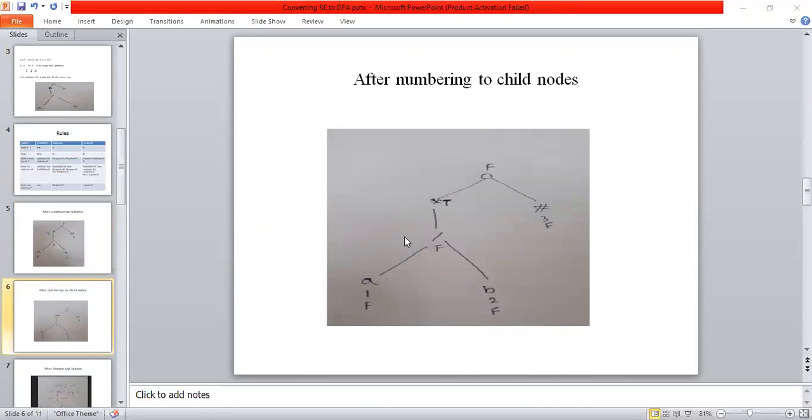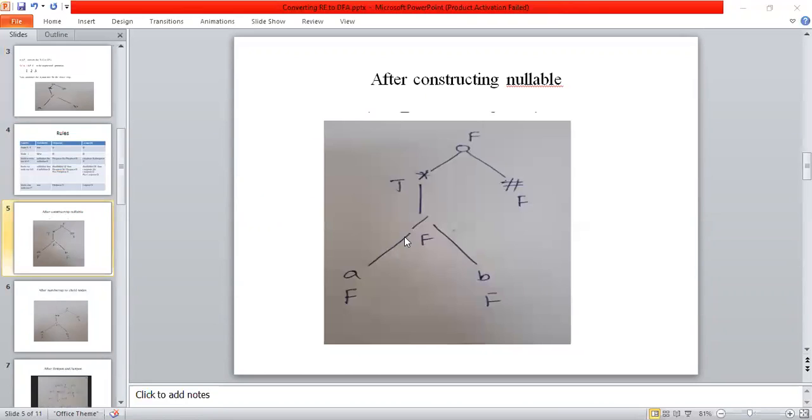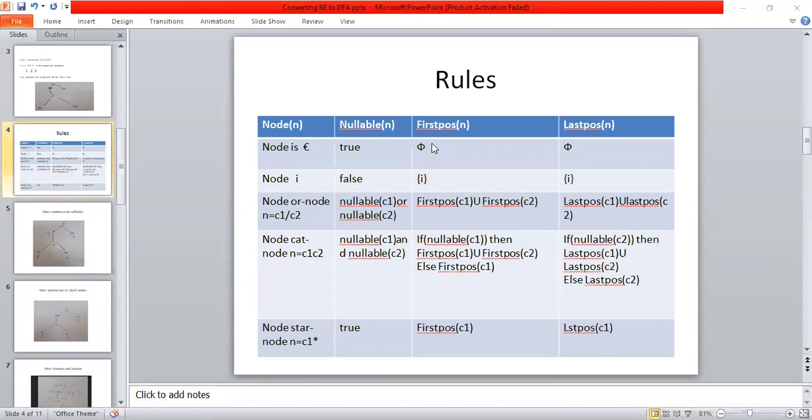Once the numberings are over, I'm going to construct the first position and last position. Before that, let's recall the rules of first position and last position. If the node is nullable, meaning epsilon or null value, then its first position is null and its last position is also null. If the node is i, meaning the node contains some symbol, then its first position is that symbol itself, and its last position is also that symbol itself.